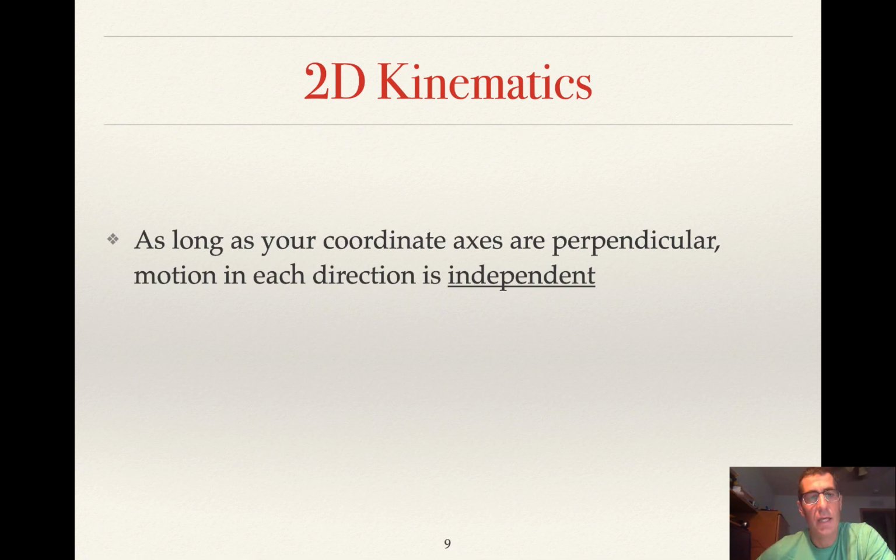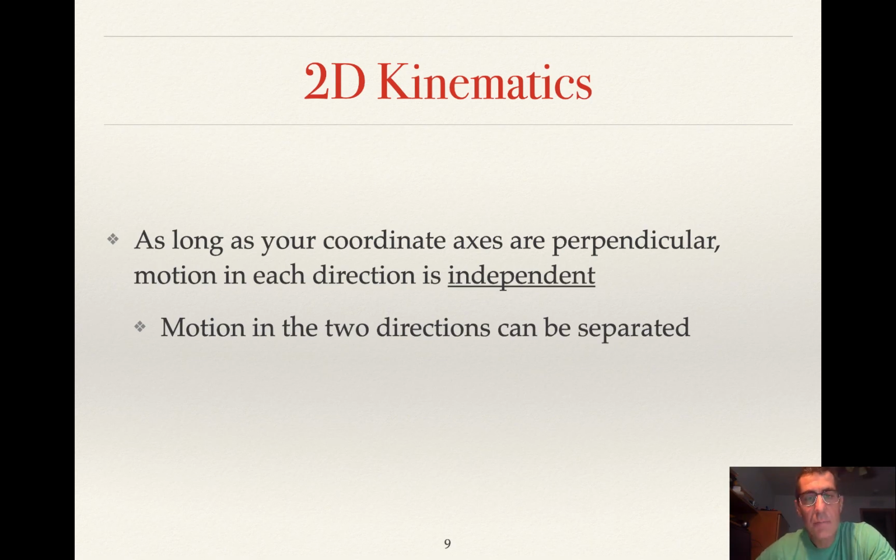The key thing is that as long as your coordinate axes are perpendicular to each other, motion in each direction is independent. That is the key thing about multidimensional kinematics. Typically, if you think about a two-dimensional XY coordinate system, you take X as your horizontal direction and Y as your vertical direction, and those are perpendicular. What it means to be perpendicular is that whatever is happening in the horizontal, the X direction, is independent from what's happening in the vertical, or the Y direction.